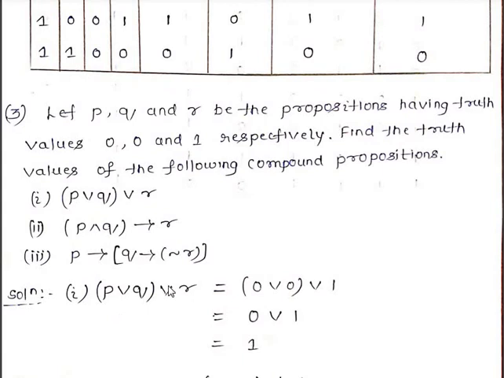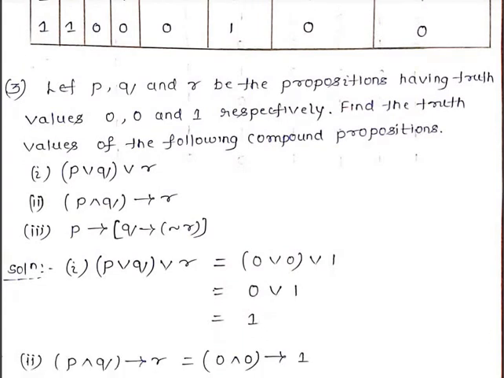What we have to do is substitute the values. P value is 0, Q value is also 0, R value is 1. So we have substituted here. 0, 0 gives you 0. As per this symbol, we have to do disjunction. 0, 0 will give 0. So then you carry this down, or disjunction 1. 0 disjunction 1 will give you 1.